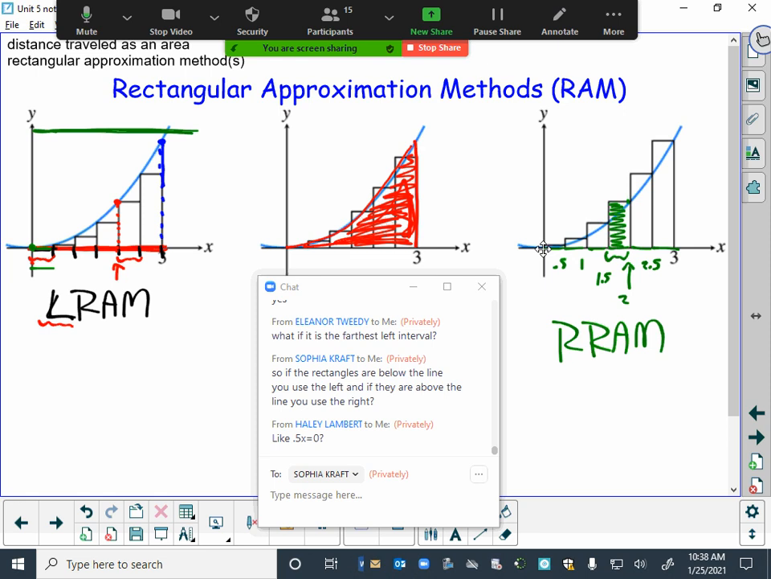And looking at these shapes right now, we can see that the LRAM is going to give us a number that is too small, right? Because the LRAM is going to add up the areas of these rectangles, and it's going to miss all of this stuff.